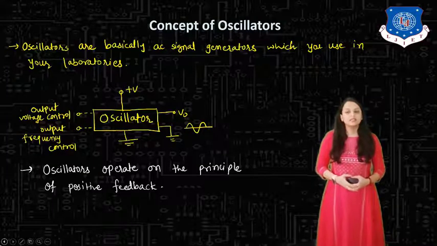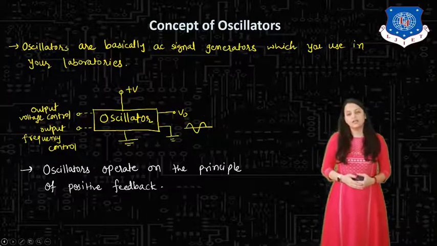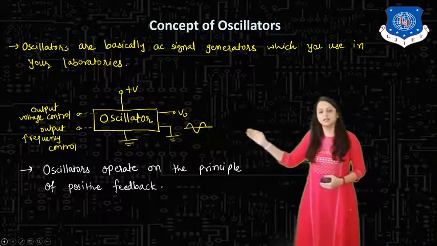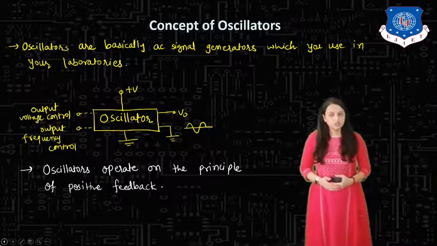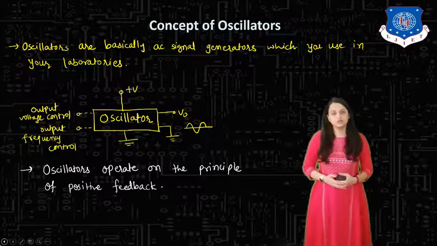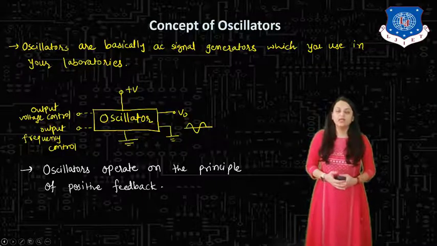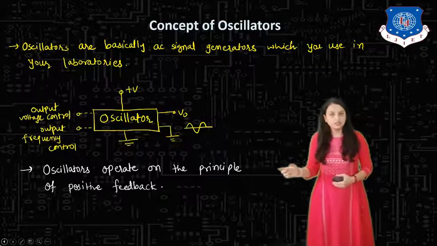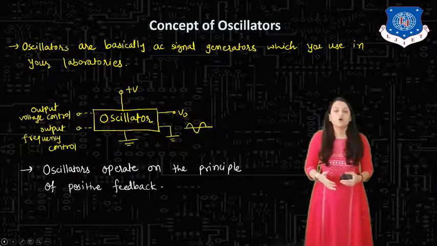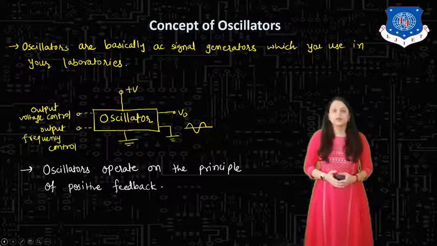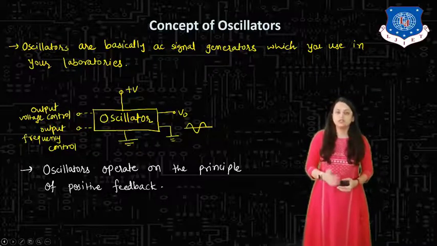So let us see the diagram of an oscillator. Over here it is indicated that the oscillator has two inputs, output voltage control and output frequency control. That means we can control the output voltage of the oscillator and the output frequency at which the oscillator is working. That means the frequency of oscillations at the output side.